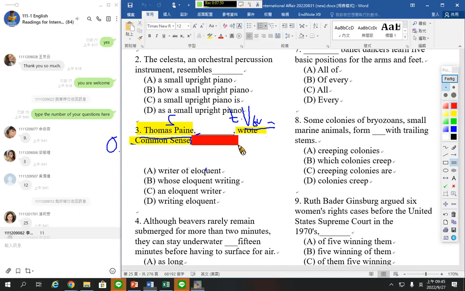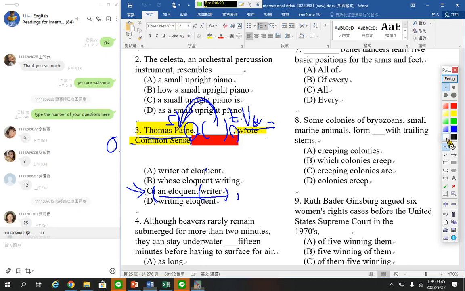Thomas Paine, and we notice that there is a comma here. It indicates we are using the blank to modify Thomas Paine. So who is Thomas Paine? Basically, he is an eloquent writer. Writer is a noun, so this is a noun phrase equal to Thomas Paine. Who is Thomas Paine? Thomas Paine is an eloquent writer. So this is another appositive, 同位语, again.